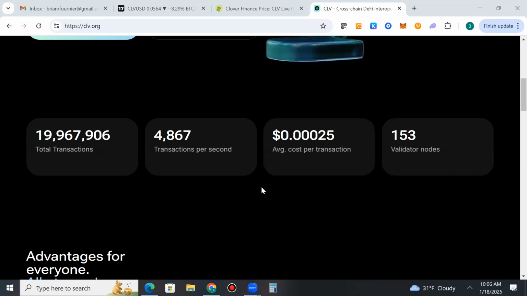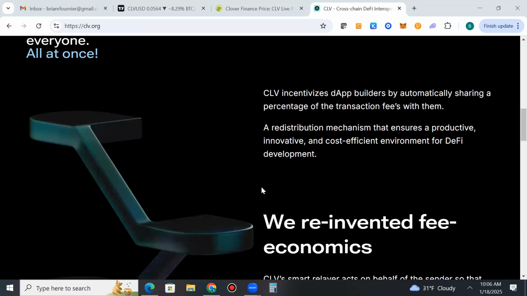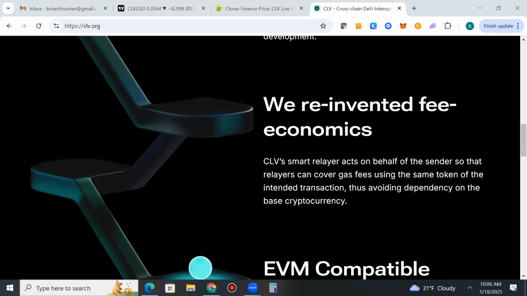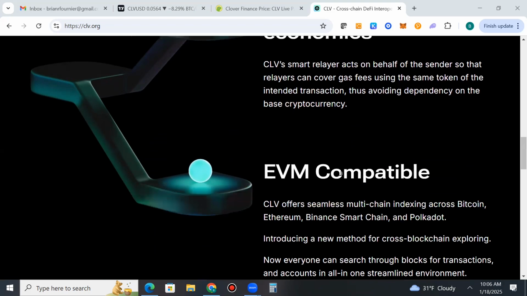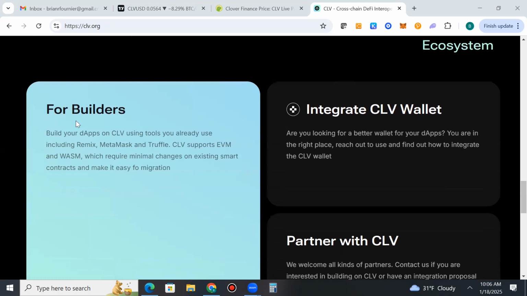There's 153 validator nodes, so quite a few validator nodes out there. You can see the advantages for everyone all at once. CLV incentivizes dApp builders by automatically sharing a percentage of the transaction fees with them. So if you're building on CLV, you get some of the transaction fees back to you. That's definitely a big thing. You can also see here, reinventing fee economics. Of course, we saw how cheap the fees were. They're EVM compatible, so builders can build their dApp on CLV using tools they already use, including Remix, MetaMask, and Truffle.